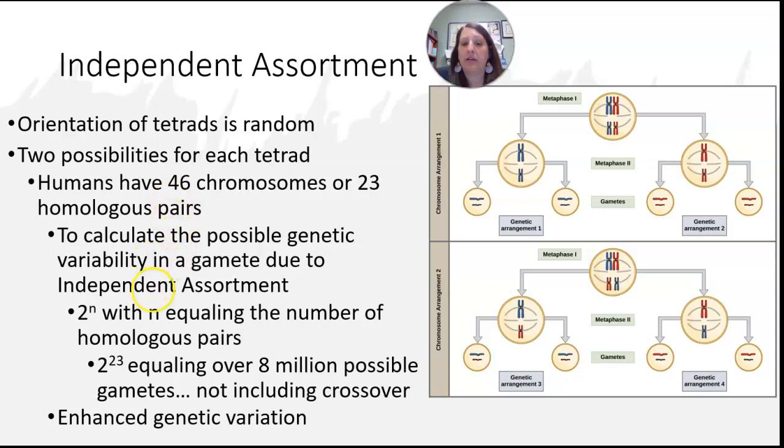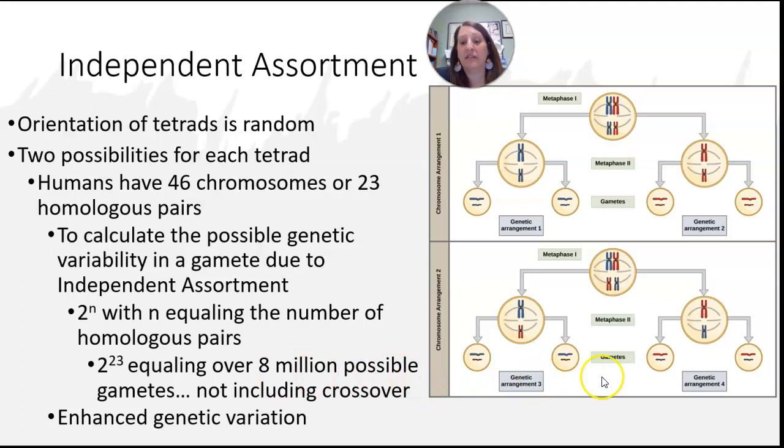And so if we were to calculate the possible genetic variability due to this random assortment of chromosomes during metaphase 1, we would do 2 to the nth, and n equals the number of homologous pairs, which we have 23. So that means over 8 million possible gametes. So think about that level of variation. Okay, very, very enhanced. So you can get genetic variation from this as well as from crossing over.